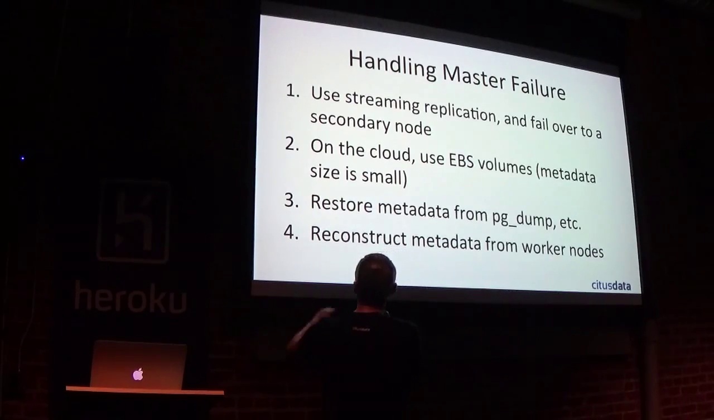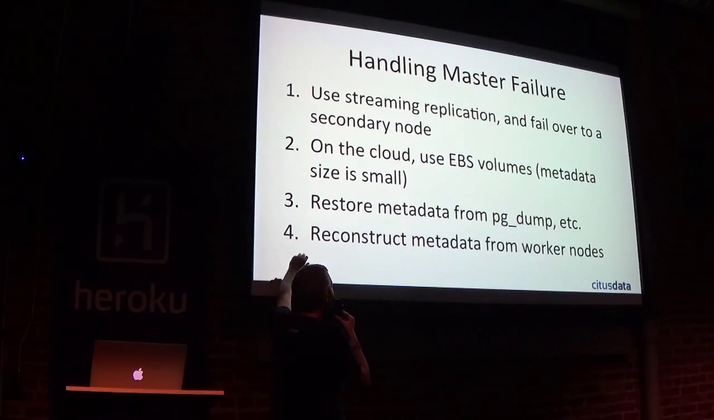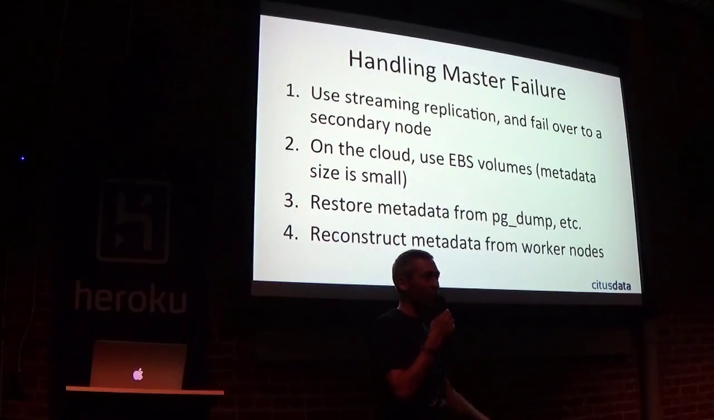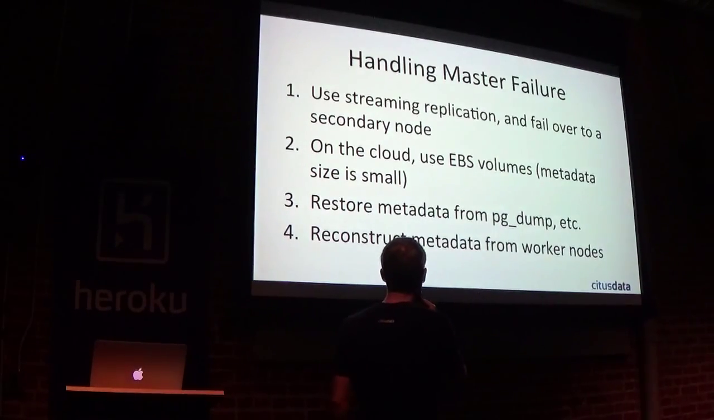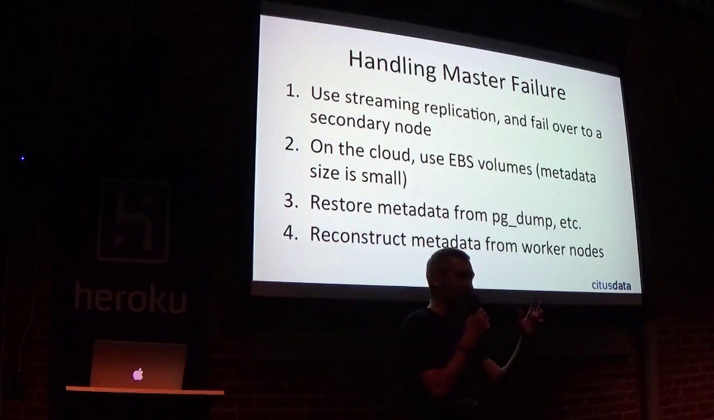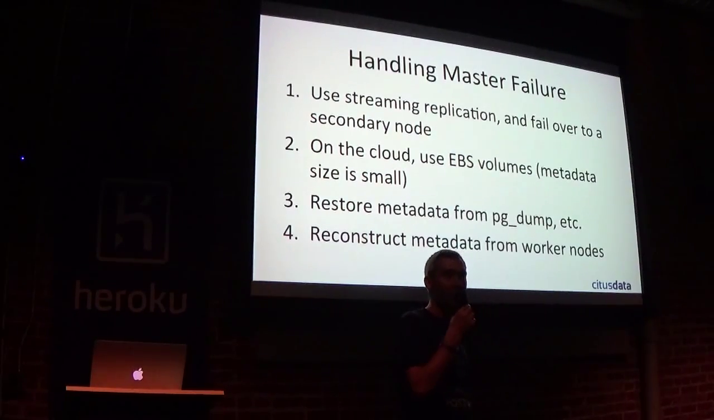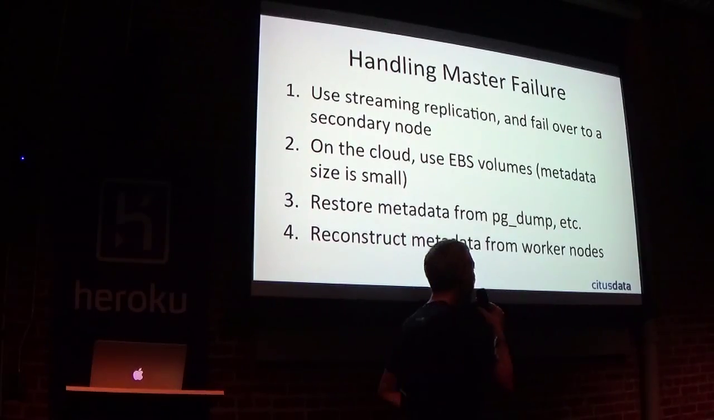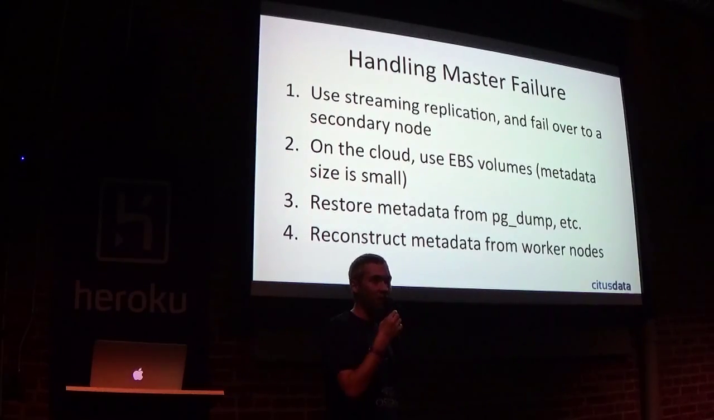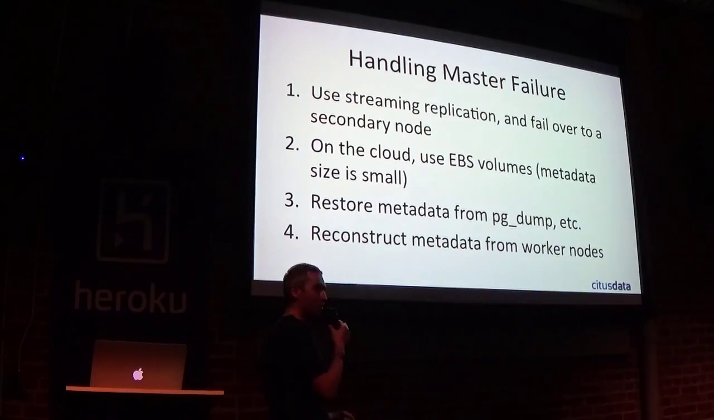I put these down from the most amount of forward thinking at the top to the least amount of future thinking at the bottom. You can use streaming replication where on failure you will immediately fail over to the replica. On the cloud, we've seen customers use EBS volumes because this data is tiny. You can immediately spin up a new master node and then start issuing queries there. You can use standard PG-based backup tools to back that metadata up. Or in one case, we had a customer who did none of these, and then you write a script to reconstruct the metadata from the worker nodes. The last one isn't recommended. Still, it works.